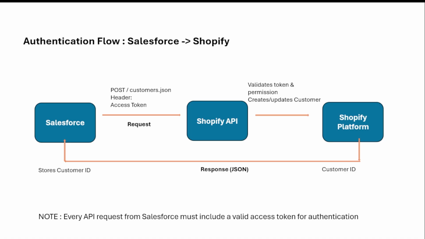If everything passes, approved by the API, it will go to the Shopify platform, and it will create the customer or update the customer. In case of create customer, it will also generate a customer ID. That will pass to Salesforce again in the response in JSON format, and Salesforce will store this customer ID into a field called Shopify customer ID. So this is how the authentication flow will look.